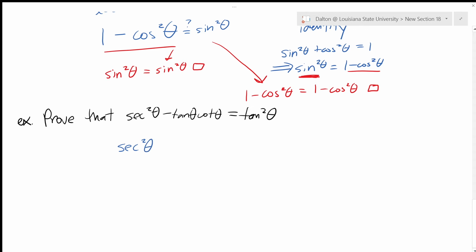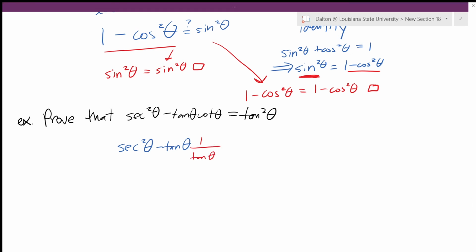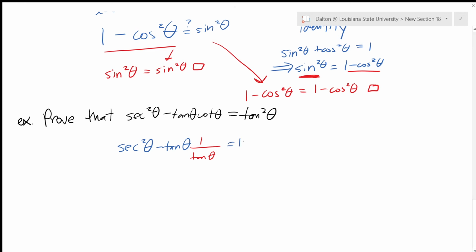Correct. So the only thing that I would want to see in doing that is this step here. Secant squared theta minus tangent theta, and instead of cotangent, I want to see you rewrite cotangent as 1 over tangent theta, equals tangent squared theta. That one step shows that you know that they are reciprocals and that they will cancel, leaving us with secant squared theta. Tell me what comes next. Minus 1, very good, equals tangent squared theta.